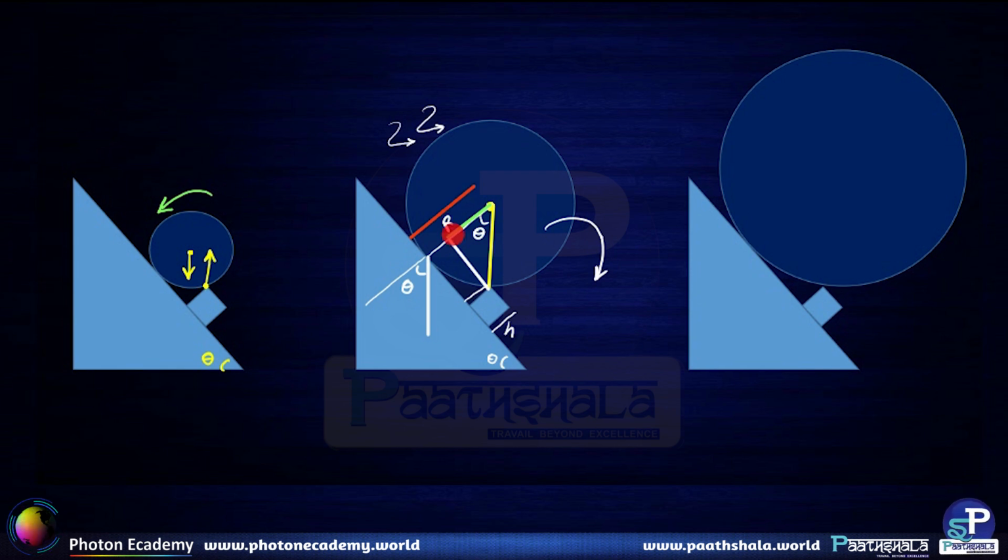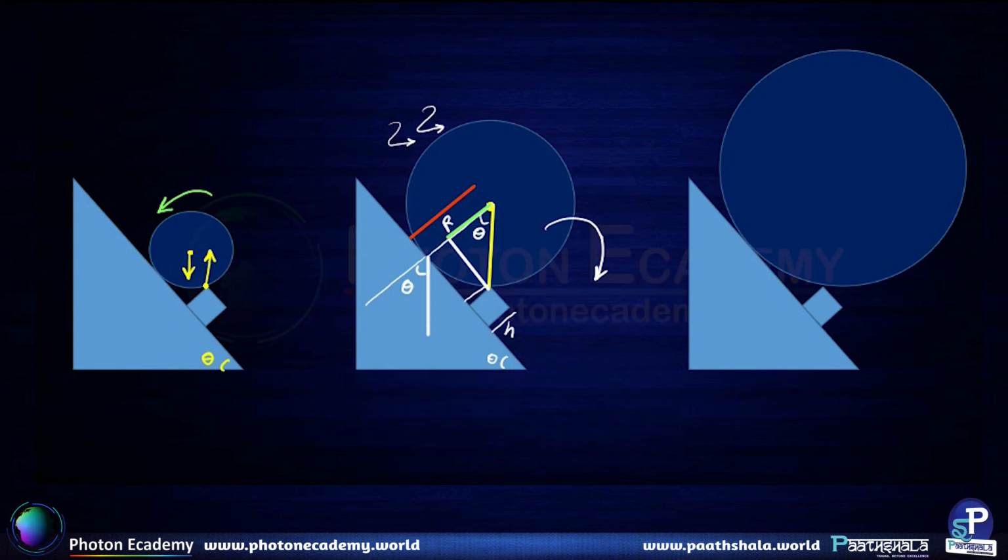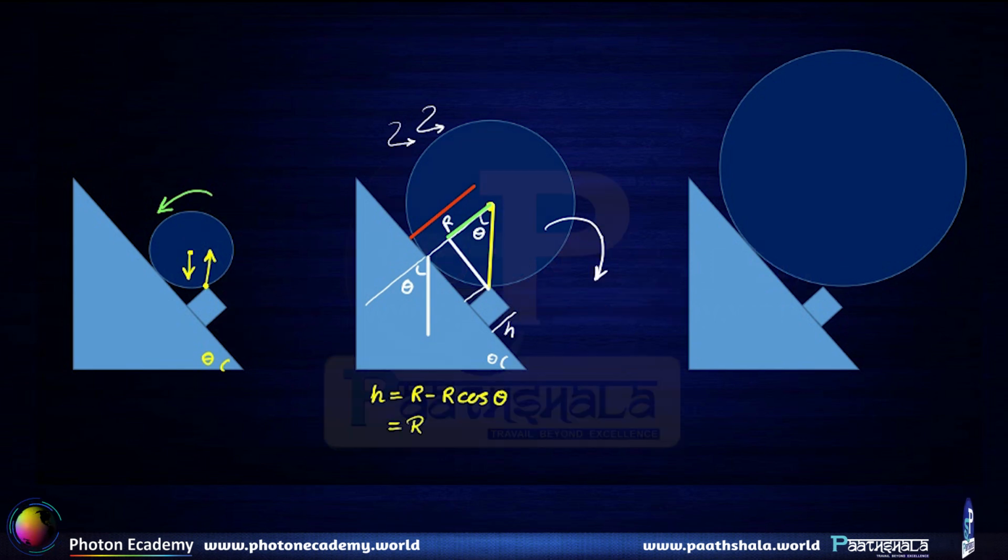So this distance happens to be r cos theta. This entire thing is r. So this particular height will be r minus r cos theta naturally. So this is the critical height at which the object will just topple. So height is going to be equal to r minus r cos theta. Also can write it down as r into bracket 1 minus cos theta.